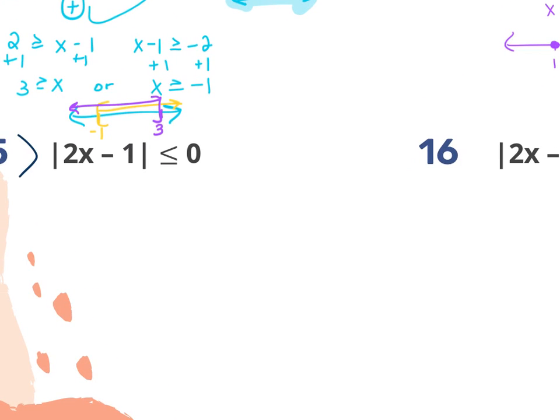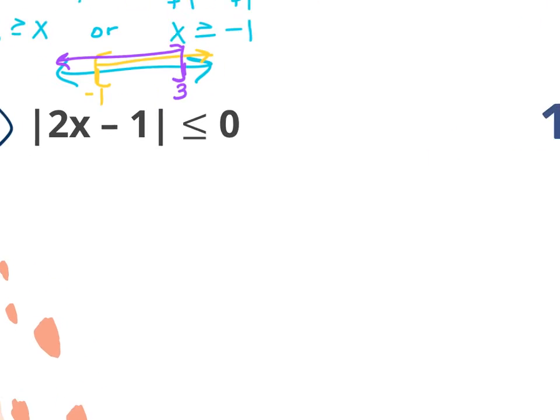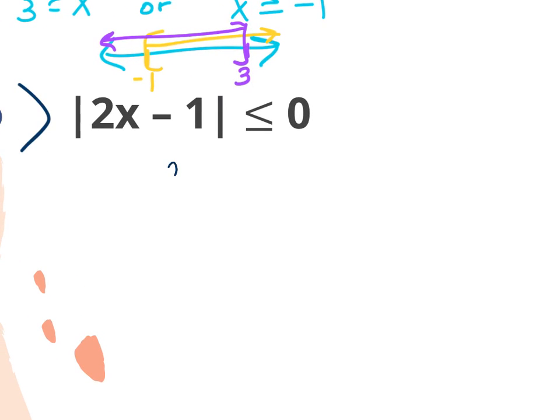15 now says absolute value again, less than or equal to 0. It can't be less than 0, but it can be equal to 0. So I get 2x equals 1 and x equals 1/2.